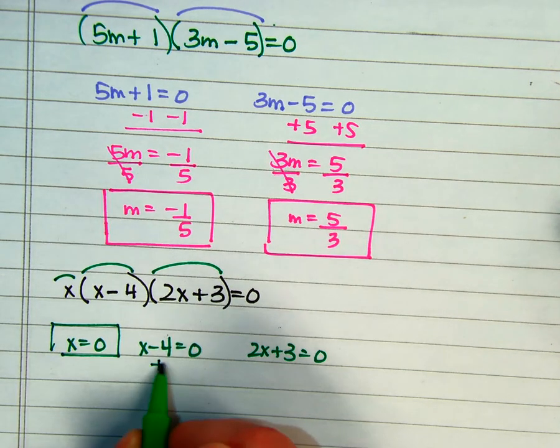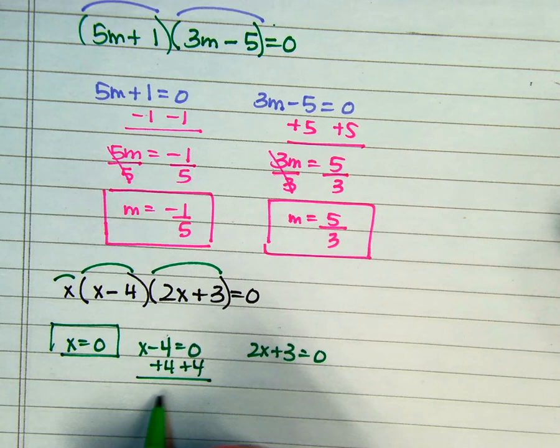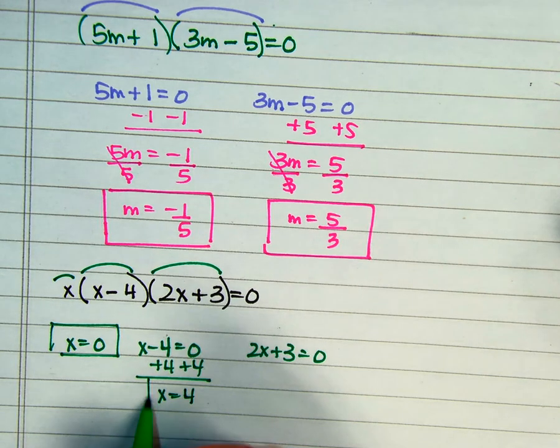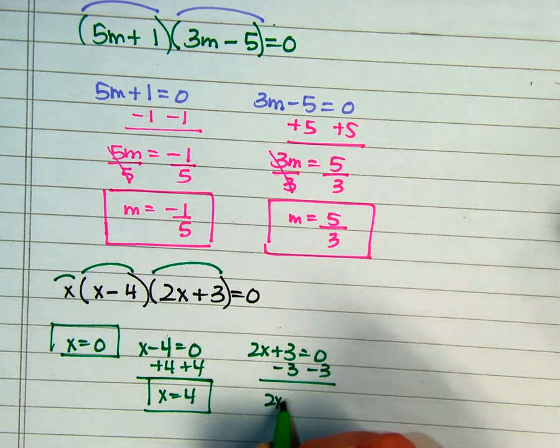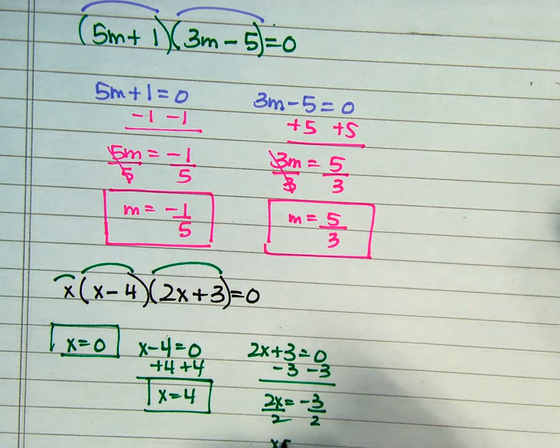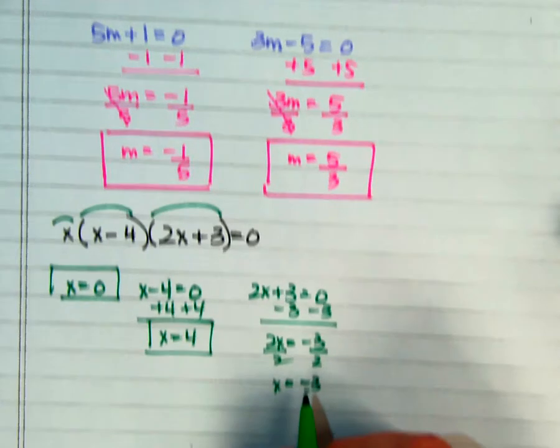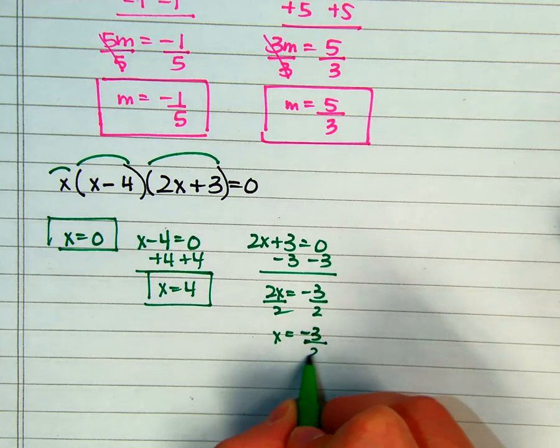Add 4 to both sides. So x equals a positive 4. Subtract 3. Divide by 2. So x equals negative 3. Whoopsie, sorry. Negative 3 halves.